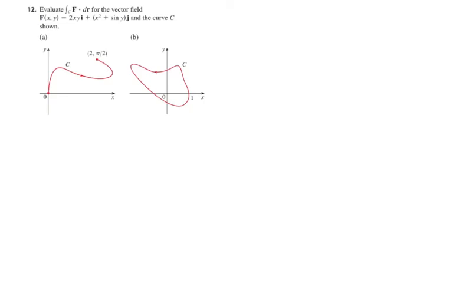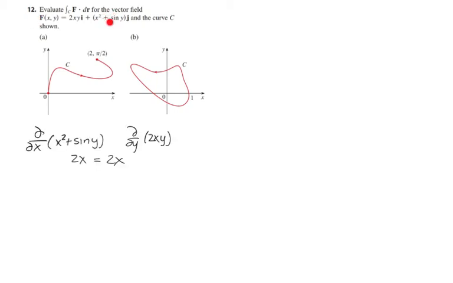In section 16.3, number 12, they're asking us for this vector field to find the work integral. And the thing is, they don't give us the equation of this curve at all. So we don't know the path here or anything. Our only hope is that maybe this vector field is conservative, and you can show that it is in fact conservative.